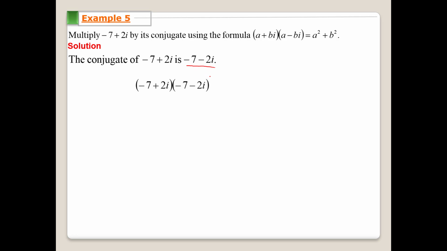Now if we multiply this out, we know that our a is -7 and our b is 2. Oh, sorry, this is a 2, not a negative 2. So we should get -7 squared, which gives us 49, and 2 squared should give us our positive 4.